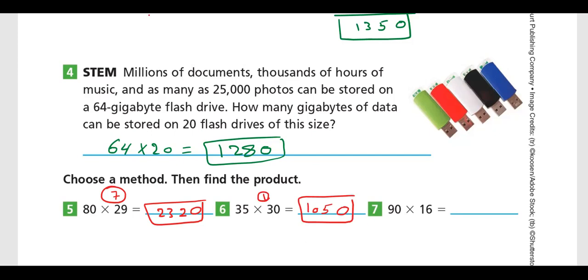90 times 16, put 0. And 9 times 6 is 54. Write 4, carry 5. 9 times 1 is 9, plus 5, it will be 14.